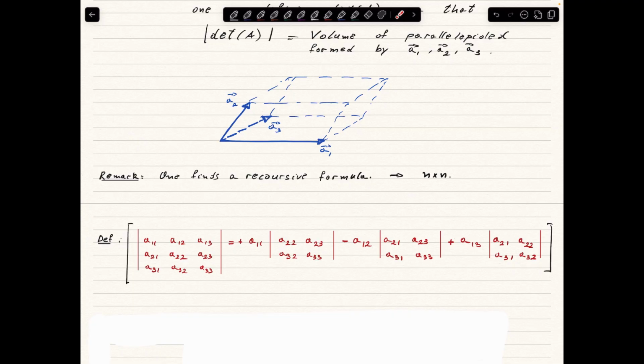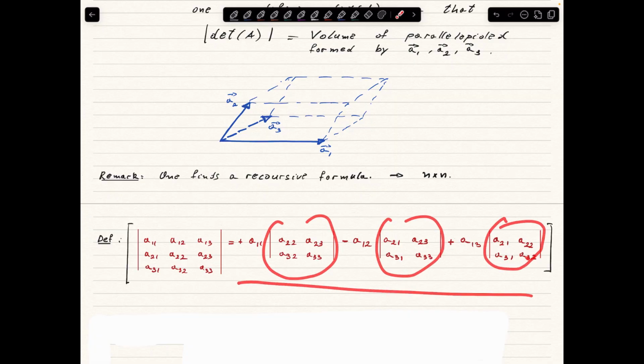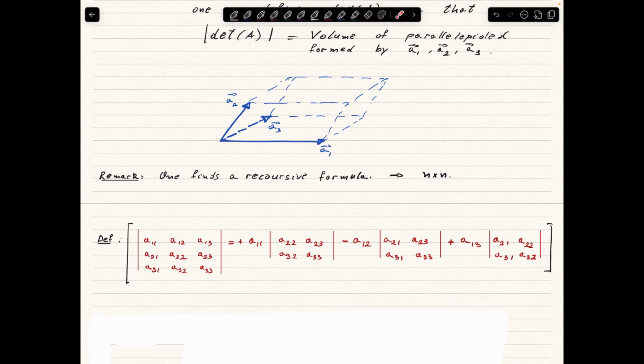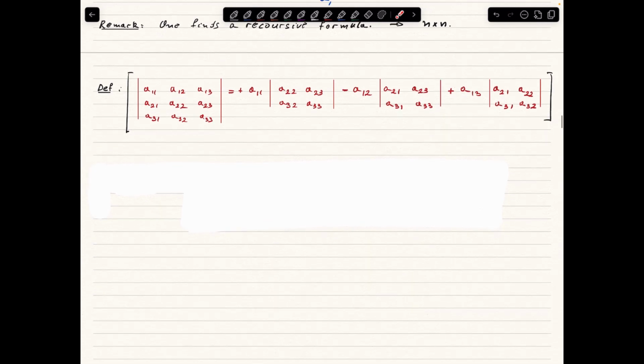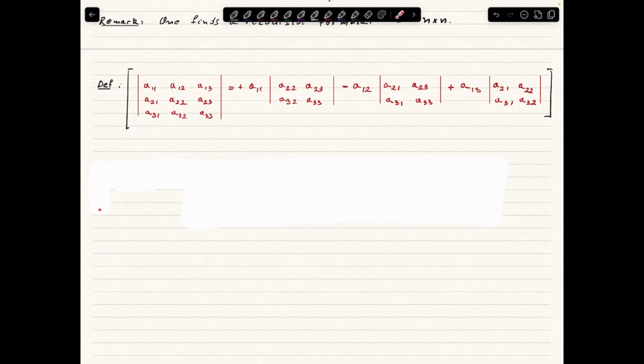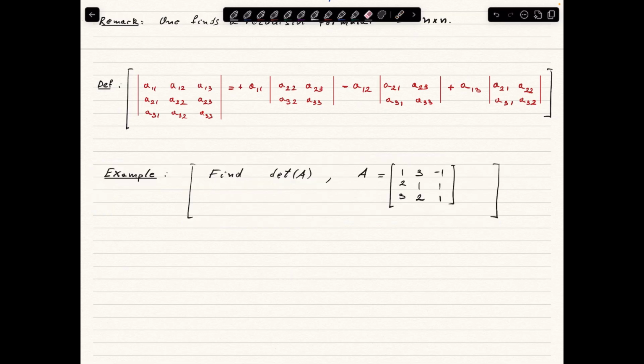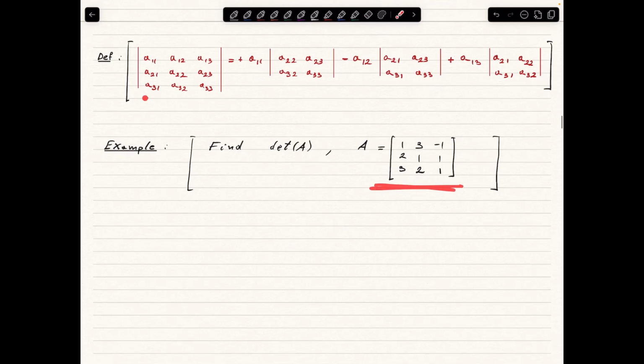And the final result is this. The determinant of a 3 by 3 matrix is computed in terms of determinants of 2 by 2s, following this formula. And we are going to see how this formula works in an example. Suppose we want to find the determinant of this 3 by 3 matrix. How do we do it? Well, we have here the recipe. Let's see what we have to do.